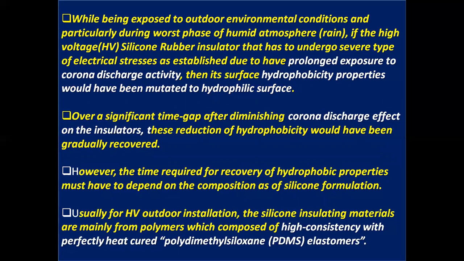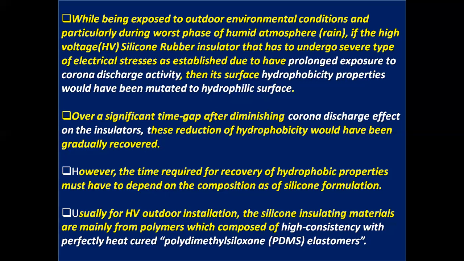While exposed to outdoor environmental conditions, particularly during the worst phase of humid atmosphere, that is rain, if the high voltage silicon rubber insulator undergoes severe electrical stress due to prolonged exposure to corona discharge activity, then its surface hydrophobicity would be mutated to hydrophilic properties. Over a significant time gap after the corona discharge effect diminishes, this reduction of hydrophobicity would gradually recover. However, the time required for recovery of hydrophobic properties depends on the composition of the silicon formulation.